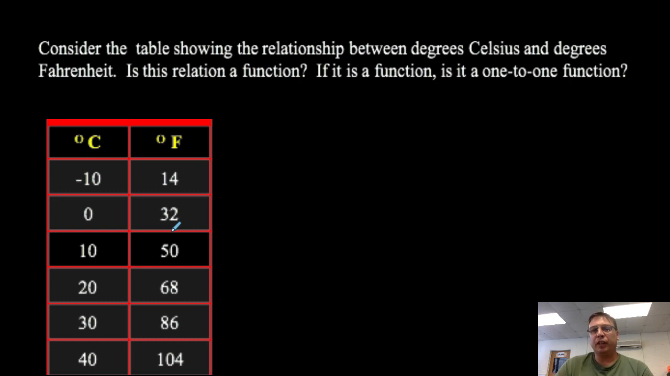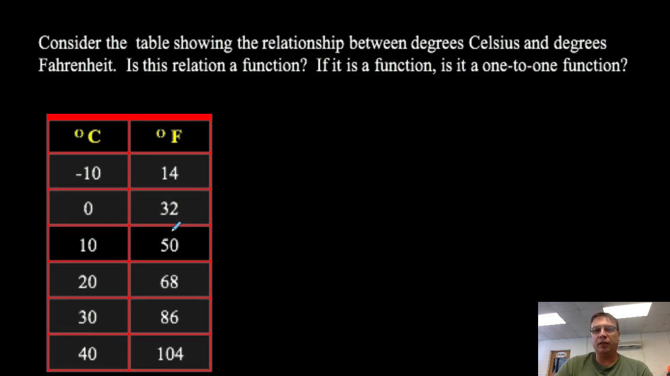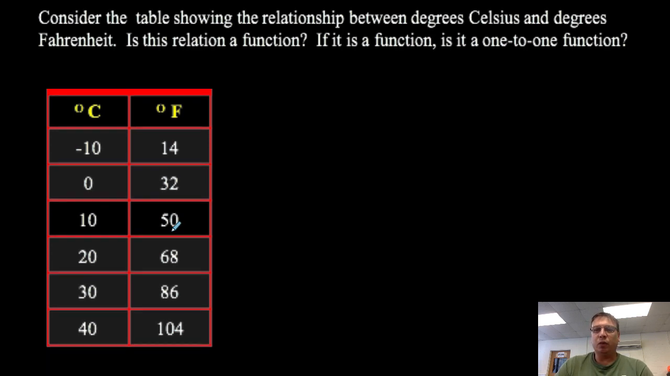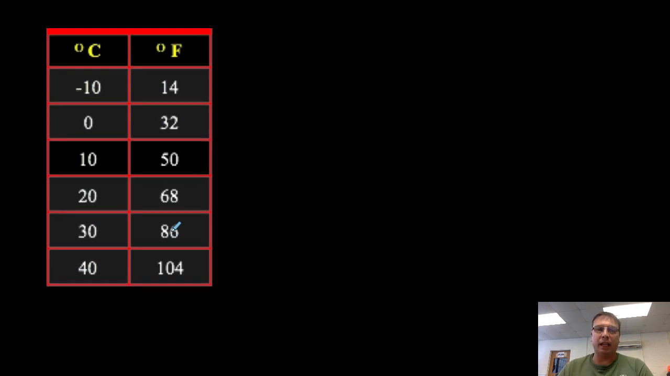Consider the table showing the relationship between degrees Celsius and degrees Fahrenheit. Is this relation a function? That's our first question. If it is a function, is it one-to-one? All right, so from science, we already know that we have a formula where we can convert things from Celsius degrees to Fahrenheit degrees.